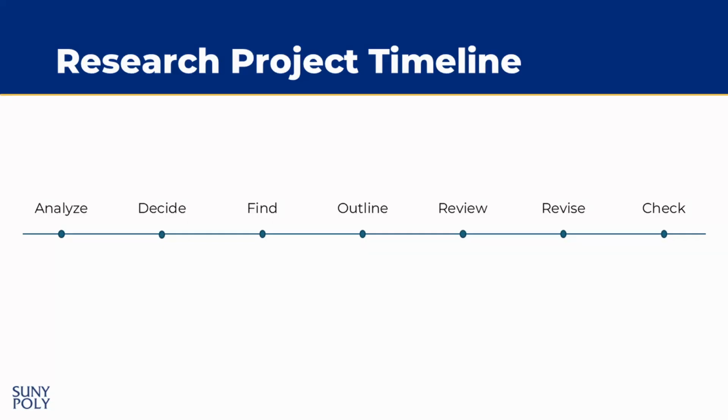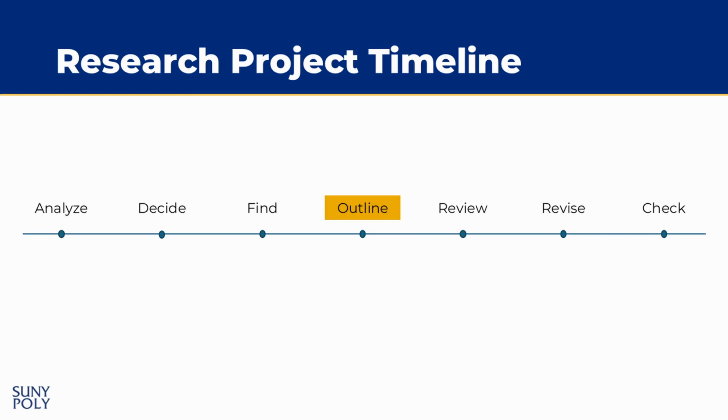Here is a sample research project timeline. Analyze, decide, find, outline, review, revise, and check. Start out by analyzing your project's prompt and identify the main things your research will need to cover. Decide on a topic that fits within the scope of the paper. Find some sources that line up with your topic of choice.